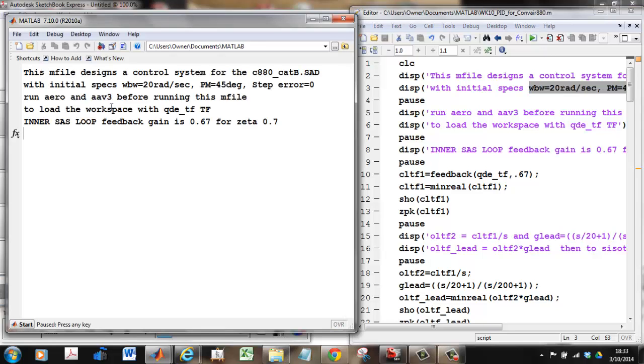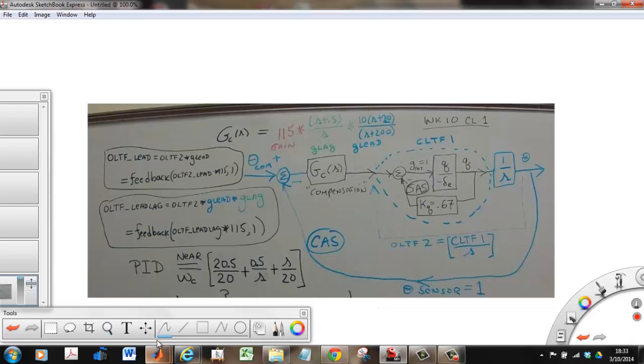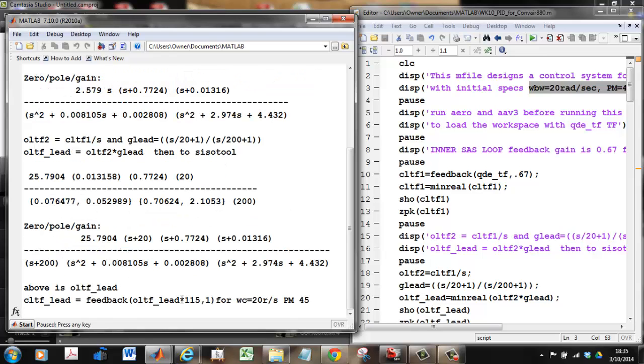So our inner loop is going to look like 0.67 for a zeta of 0.7, and the inner loop, of course, is shown right here, Q to minus del E with a feedback of 0.67 obtained from SISO tool. Our inner loop closure is OLTF2, which is the inner loop closure divided by S, and then we have the lead. And from SISO tool, we see that a gain of 115 will give us our 20 radians per second and our phase margin of 45 degrees.